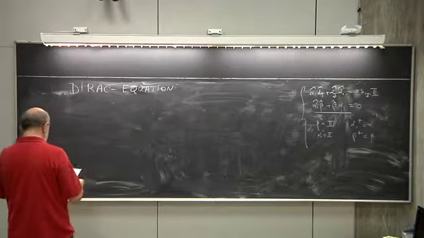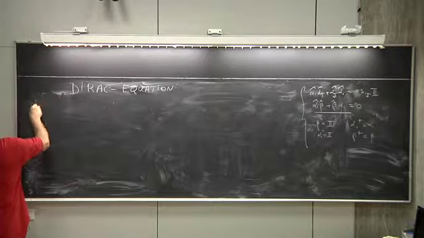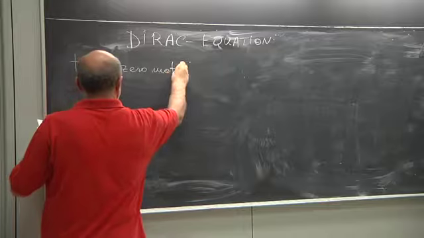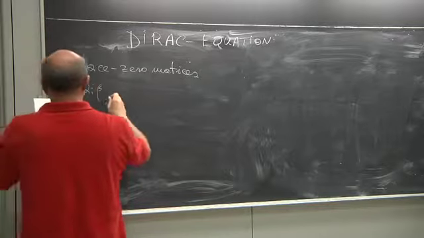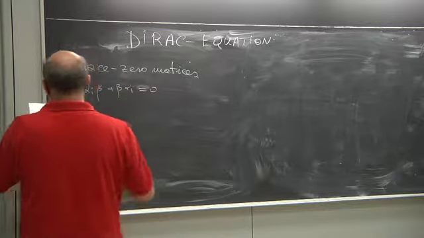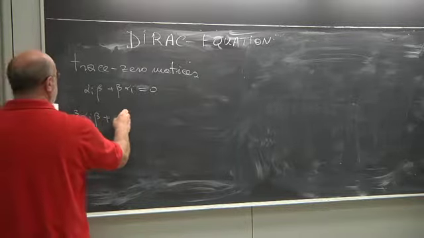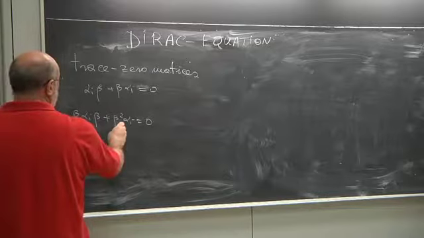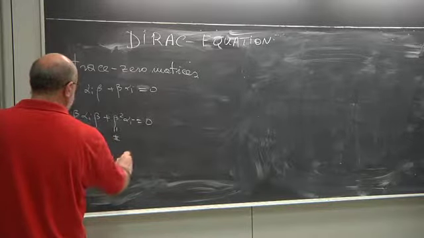Well, first of all, now we will prove that these matrices have trace zero. This is easy. Let's start from the second one: alpha_i beta plus beta alpha_i. We know that this is zero. Let's multiply on the left by beta: beta alpha_i beta plus beta squared alpha_i equals zero. Beta squared is one, so I have beta alpha_i beta plus alpha_i equals zero.